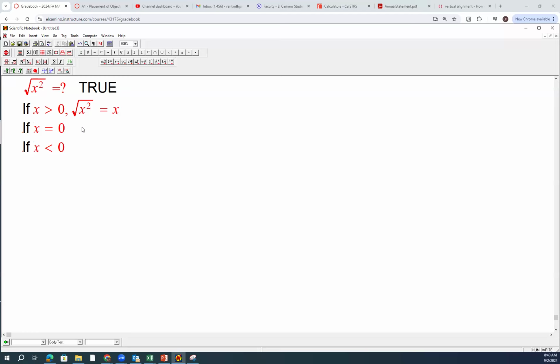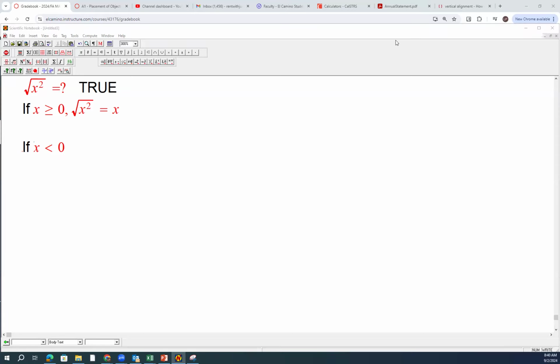It is true, right? Now, what if x is 0? If x is 0, so 0 squared is going to be 0. So these two cases can be put together as one case, right? So in the x greater than or equal to 0 case, the square root of x squared is equal to x. But what happens if x is negative?